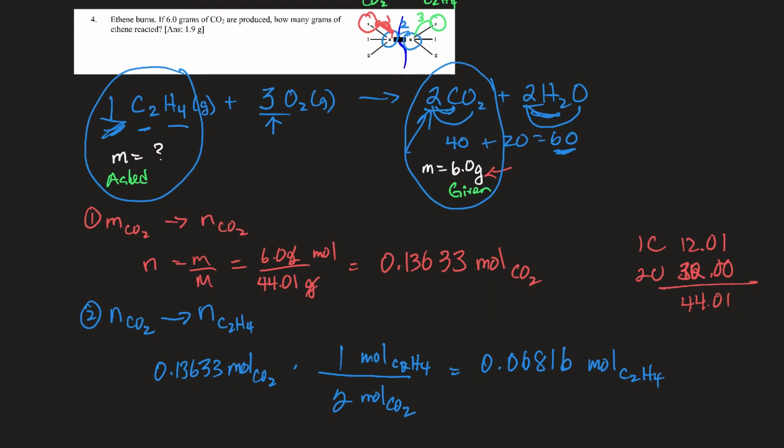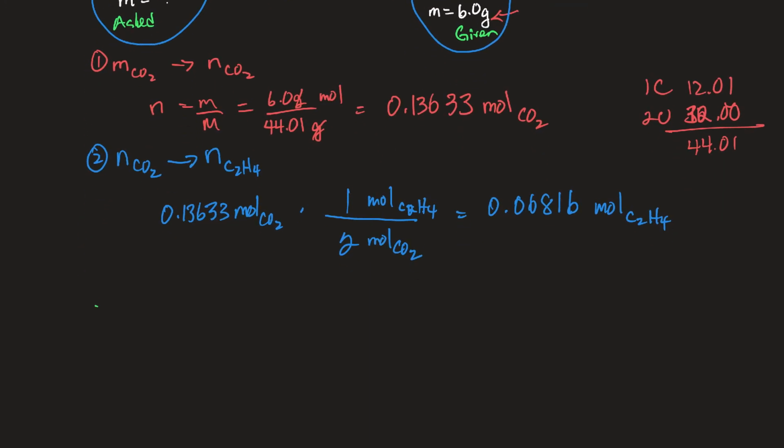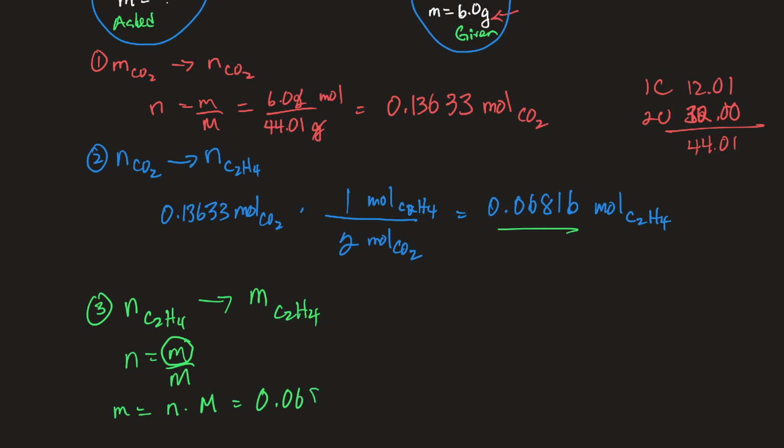Good, so I look at my river, and I've just crossed the river, so I'm right there. So my last step is to convert that back into grams. So step 3, I'm going to take moles of C2H4 and convert it to mass of C2H4. To use that formula, moles is equal to mass over molar mass. I'm searching for mass, so mass will be moles times molar mass. The moles are right there, 0.06816, etc. Keep that number in your calculator, times the molar mass of ethene.